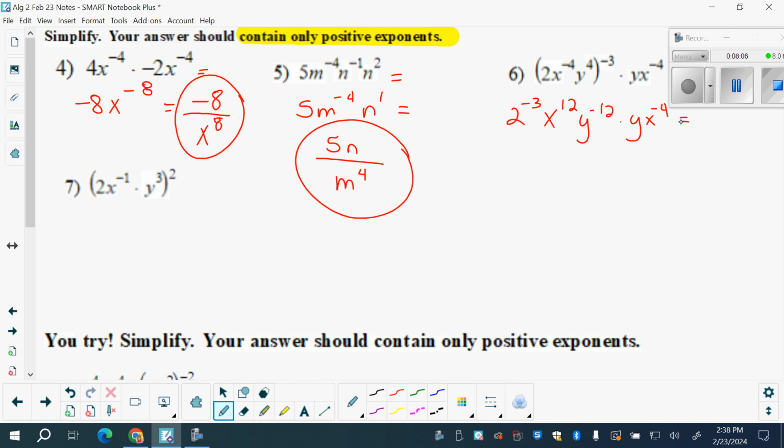And now we want to bring our x's and our y's together. So Emma W., what would we get when we bring our x's and y's together?